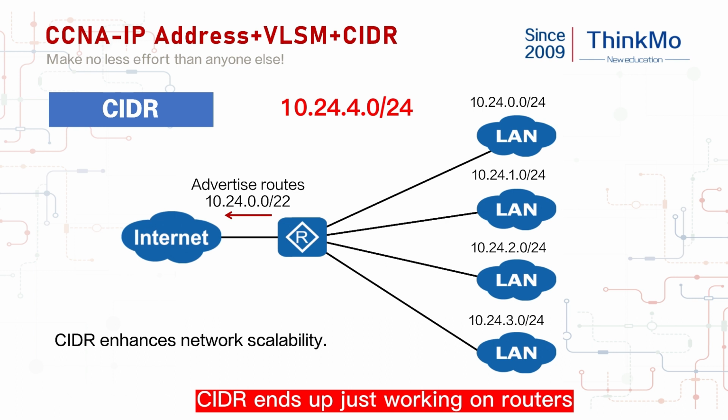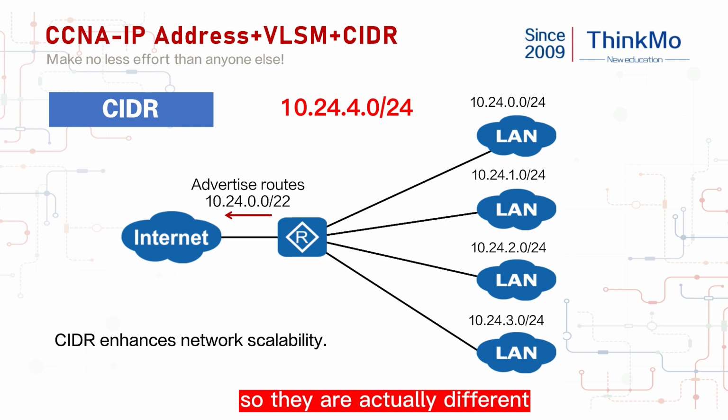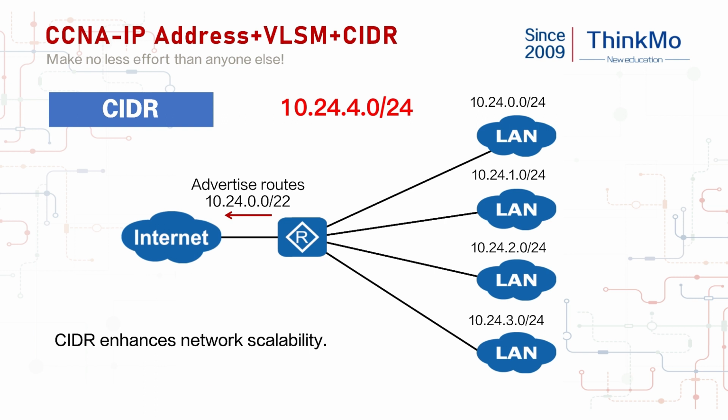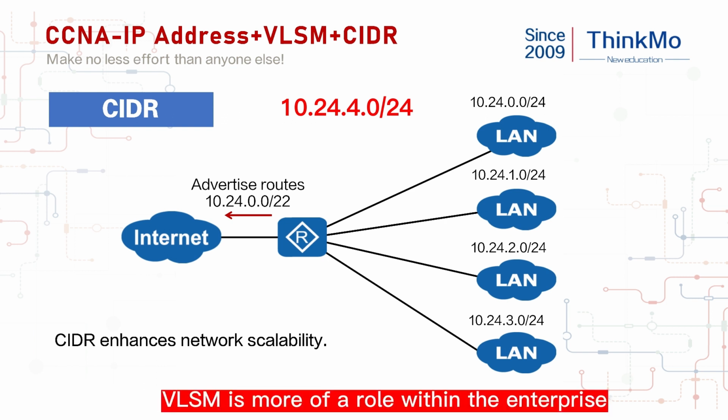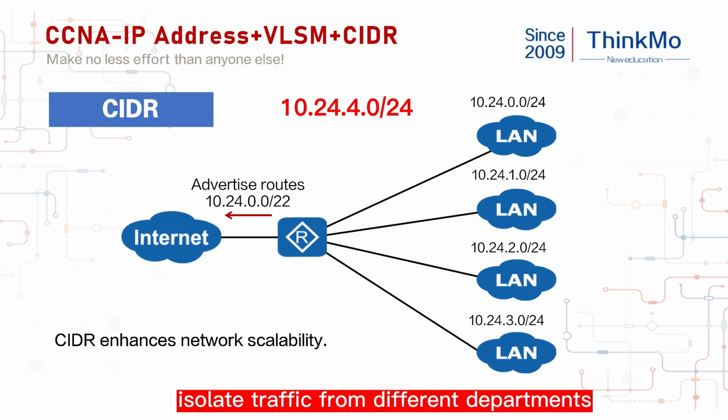CIDR ends up just working on routers, to reduce the number of entries in the routing table and optimize data forwarding. So they are actually different. VLSM is more of a role within the enterprise, used to divide the network and isolate traffic from different departments.